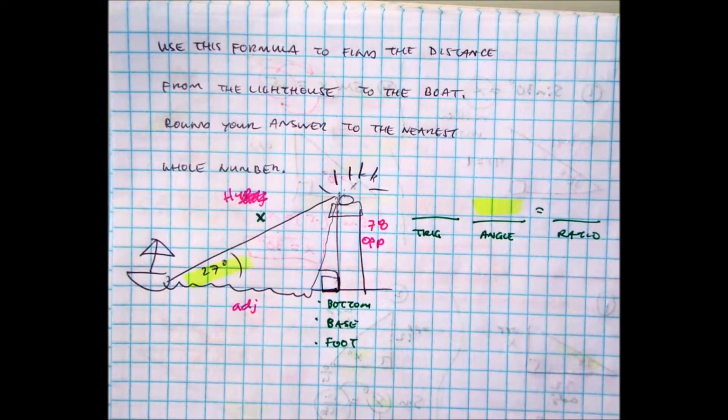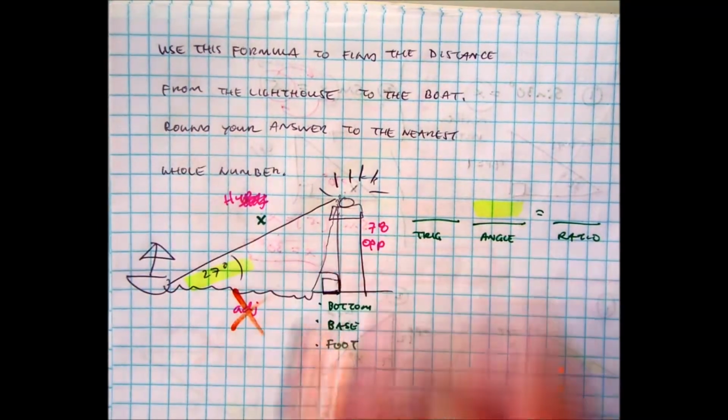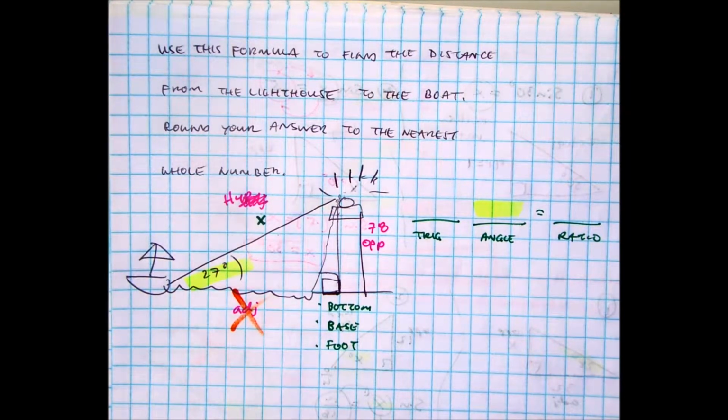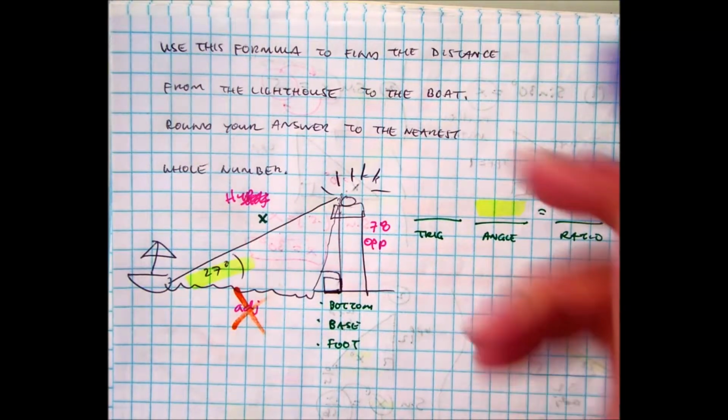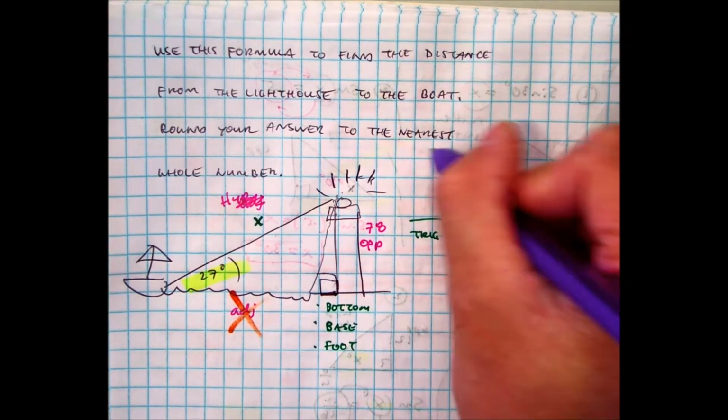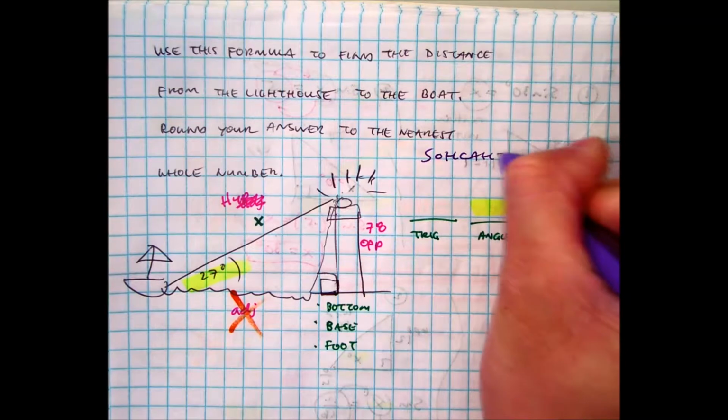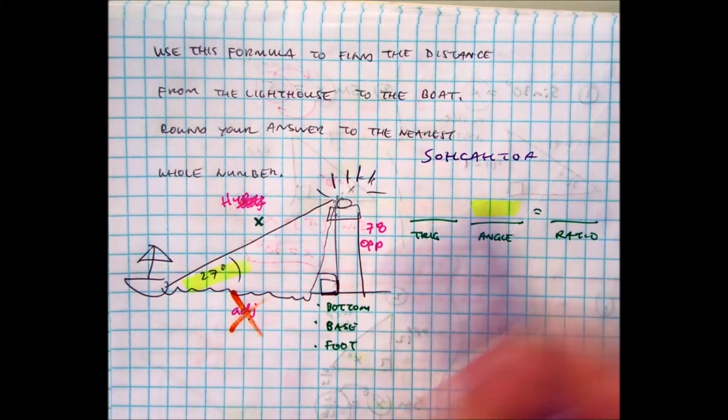And which one do we not need? Adjacent. So if I don't need the adjacent, partner A, tell partner B which trig ratio are we going to use. Class, on the count of 3. 1, 2, 3. Sine. Sine, right? Because it's the only one that doesn't have A for adjacent.